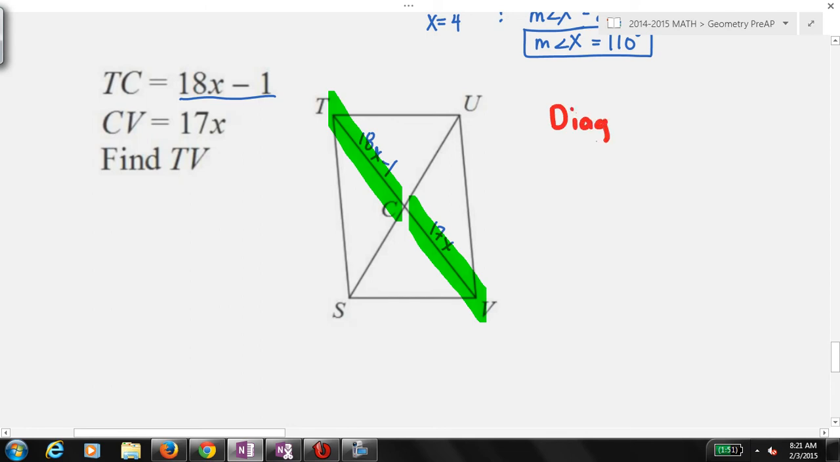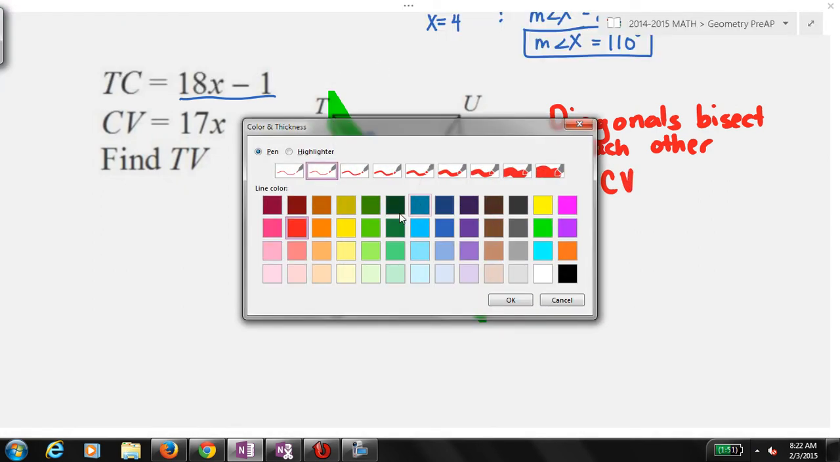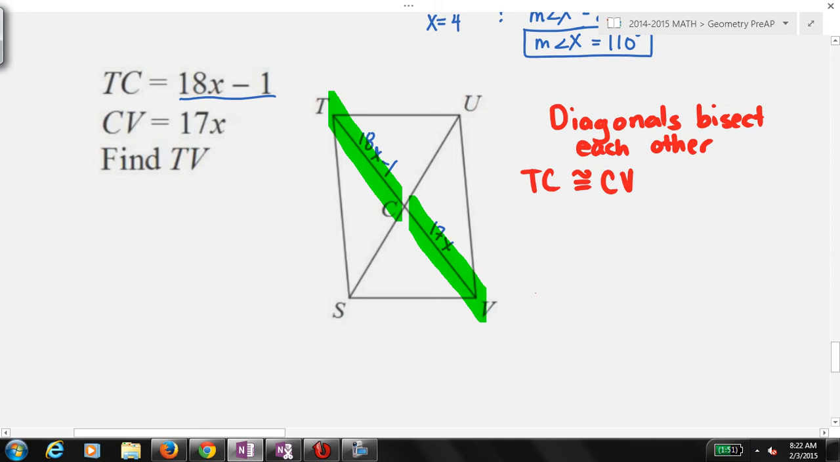The diagonals bisect each other. So I know that TC is congruent to CV. And then just start drawing your equation. If I know that from T to C is 18x minus 1, I'm going to set that equal to 17x. Only because, again, I knew that the diagonals bisected each other. And then just, again, the rest is just algebra.